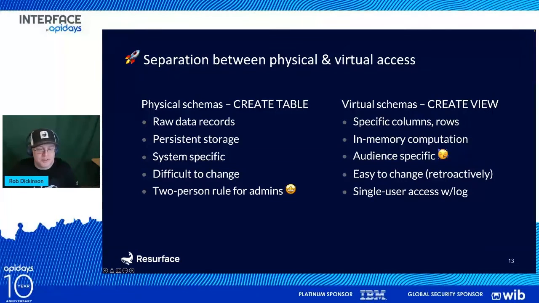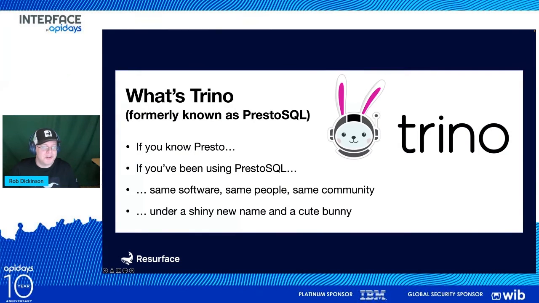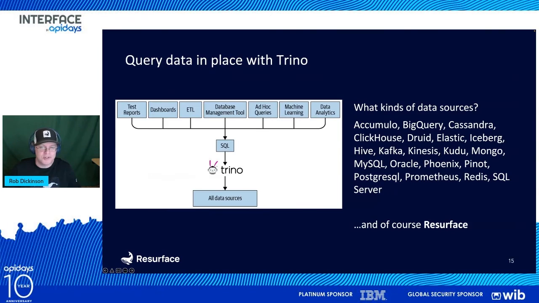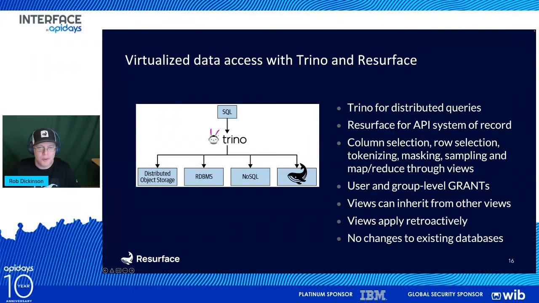You actually don't necessarily need a two-person rule for everything if you can properly virtualize. We do that with some technology called Trino. You may know it by its previous name, Presto SQL, one of the greatest big data projects out there today. That idea of separating physical from virtual data access is something Trino is a wonderful tool for, because Trino works with all these existing data sources that are out there, and Resurface is even one of those.